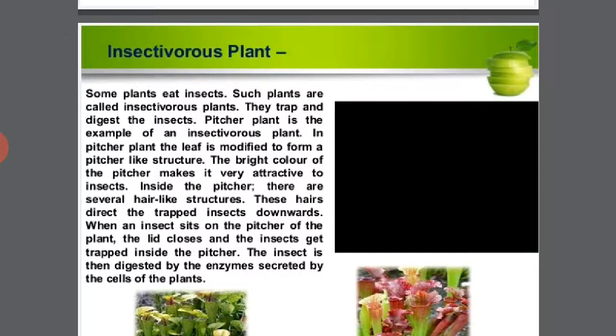Insectivorous plants. Some plants eat insects. It is very interesting and surprising that plants also eat insects. Such plants are called insectivorous plants. They trap and digest the insects. The pitcher plant is an example of an insectivorous plant. In the pitcher plant, the leaf is modified to form a pitcher-like structure. The bright color of the pitcher makes it very attractive to insects.